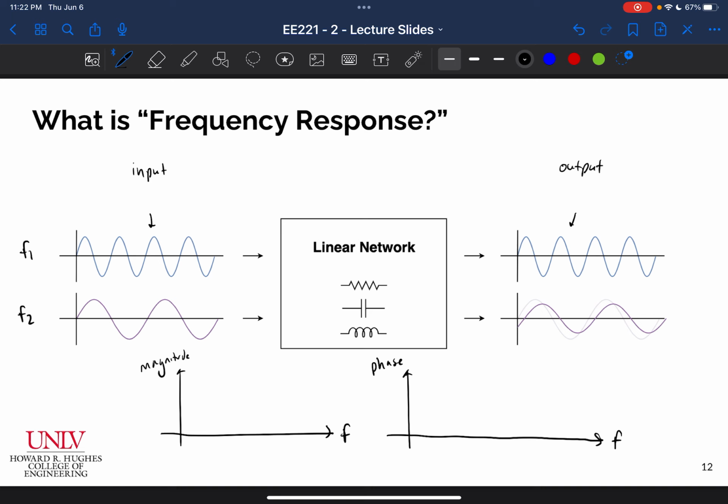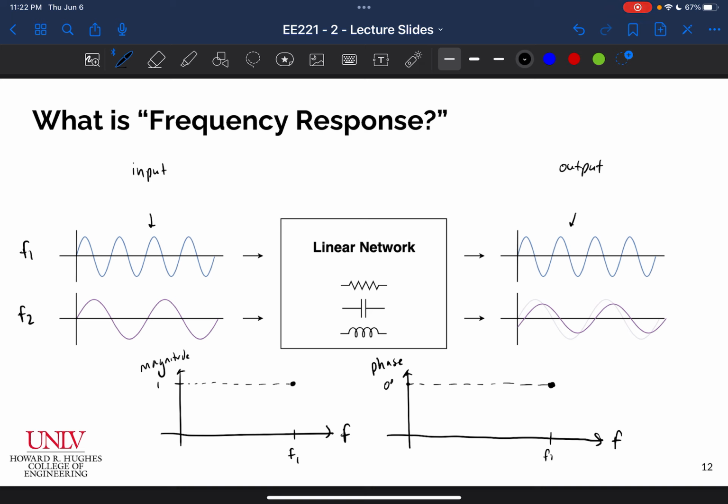So I am going to put an input. For this case, let's say that my input frequency was something out here at F1, and my magnitude is 1. And I would put a dot right here. And my phase, they were the exact same. So at F1, my phase would also be 0 degrees. There's no phase shift. So I'd put a dot right here for F1.